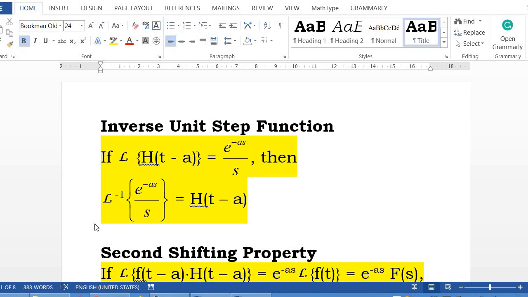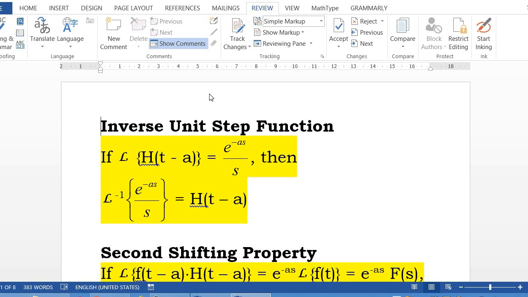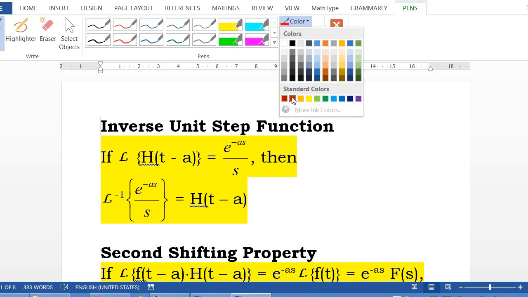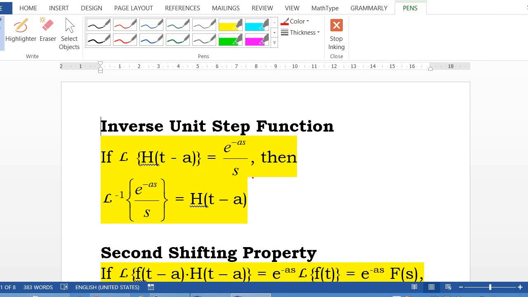Okay, today we are going to learn the inverse unit step functions. As you have learned, the Laplace transform for H(t − a), the unit step function, is e^(−as)/s. Hence, the inverse Laplace of e^(−as)/s will get back H(t − a).